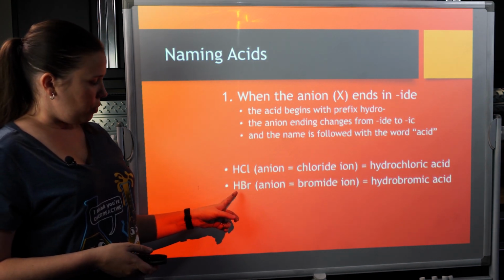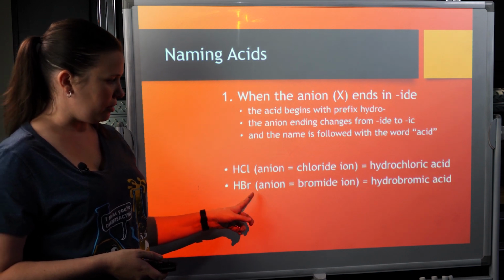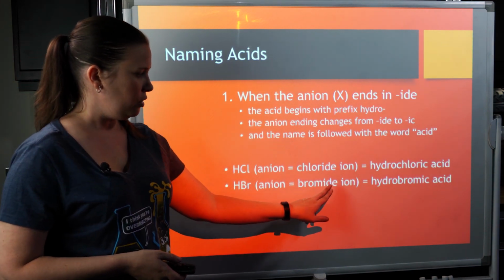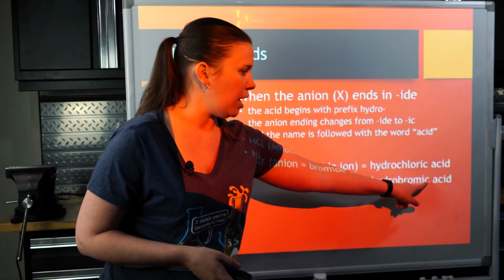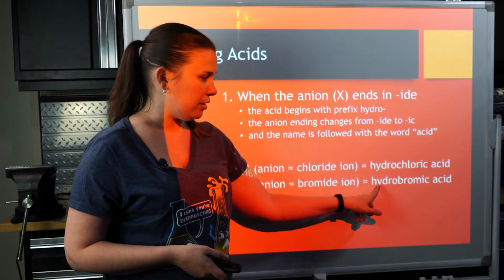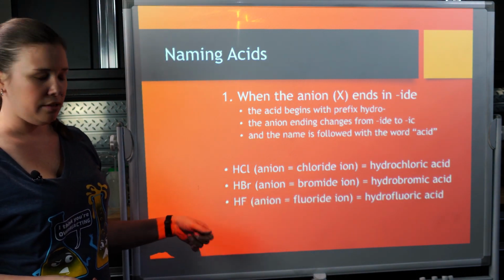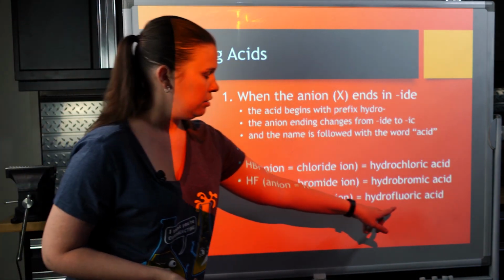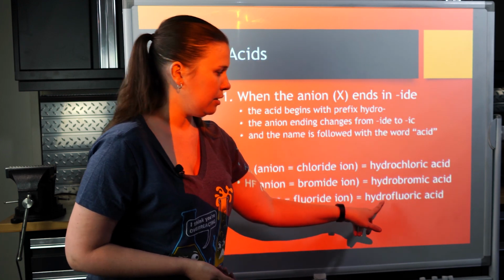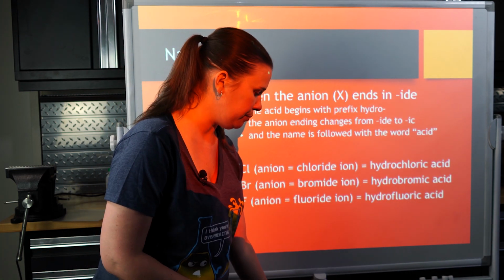You also can see the same thing with hydrobromic acid. So this would normally be bromide. You're going to take off the IDE and use IC instead, and tack on the prefix hydro in the beginning. Hydrofluoric acid, same thing. Fluoride, change the ending to IC, and then add the prefix hydro.